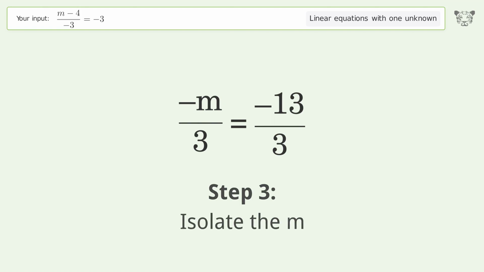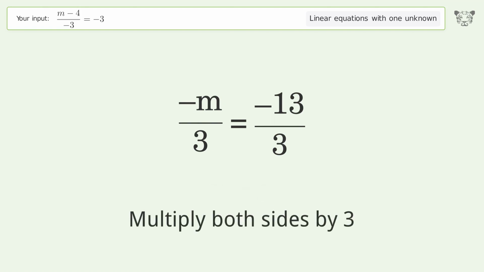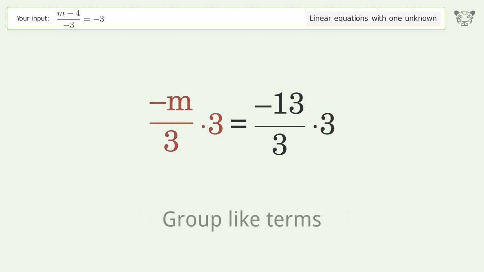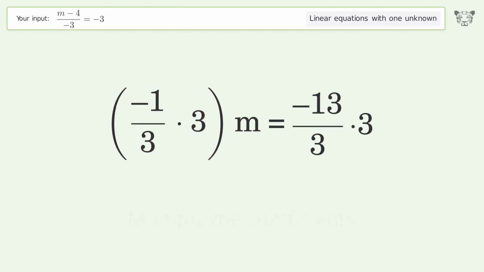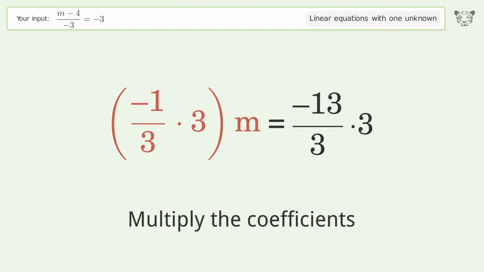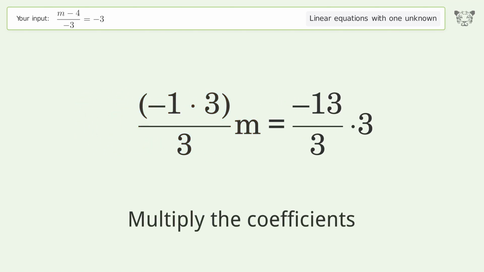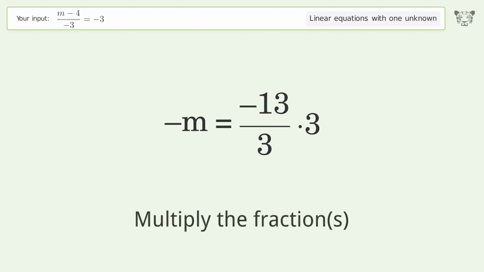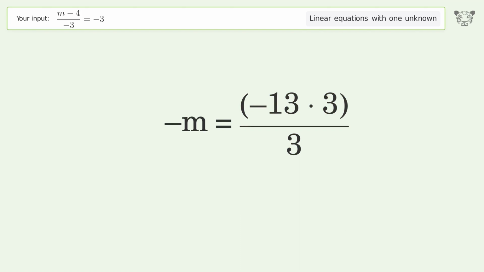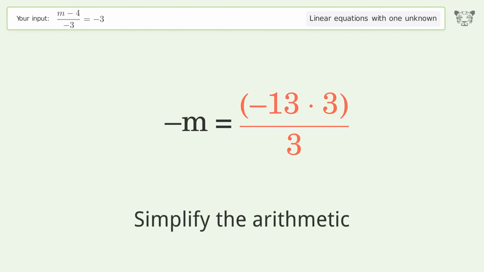Isolate the m. Multiply both sides by 3. Group like terms. Multiply the coefficients. Simplify the arithmetic. Multiply the fractions. Simplify the arithmetic.